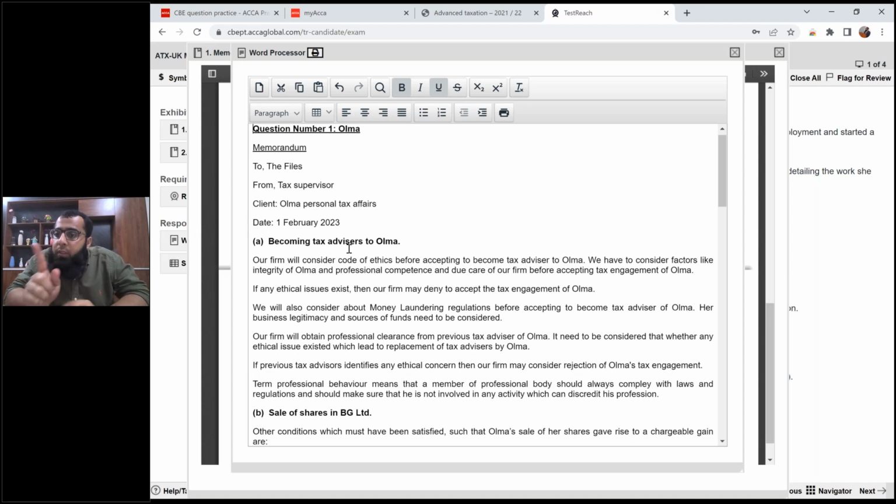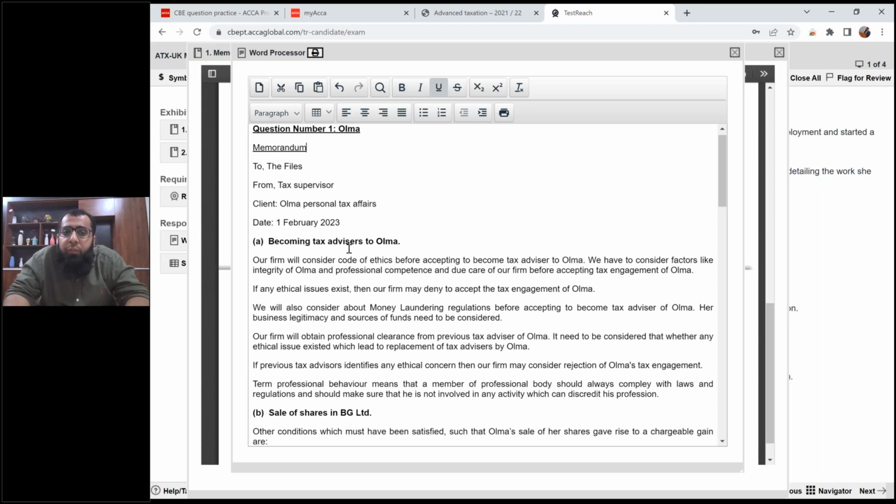In terminal losses, we follow last in, first out. Terminal is cessation. In opening year losses, we follow first in, first out. First in, first out means the most older year first. In last in, first out, we go back in reverse.